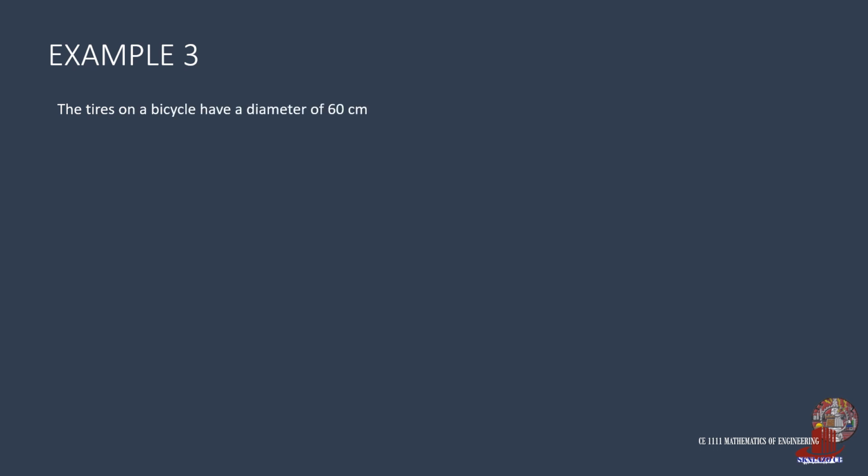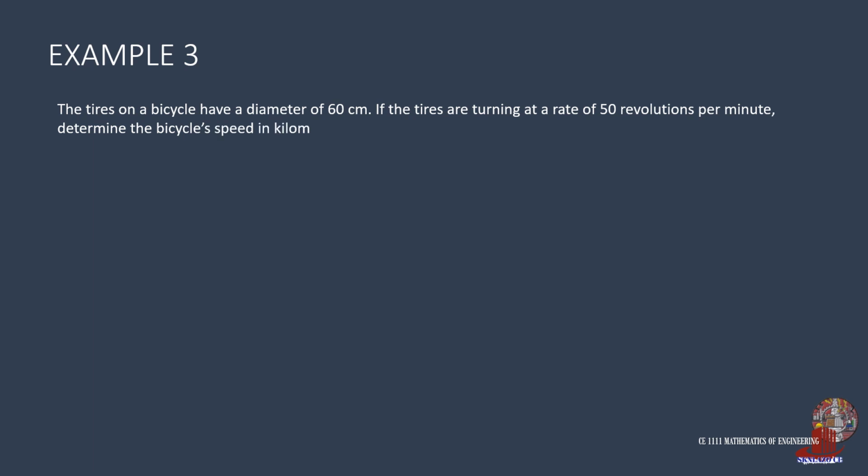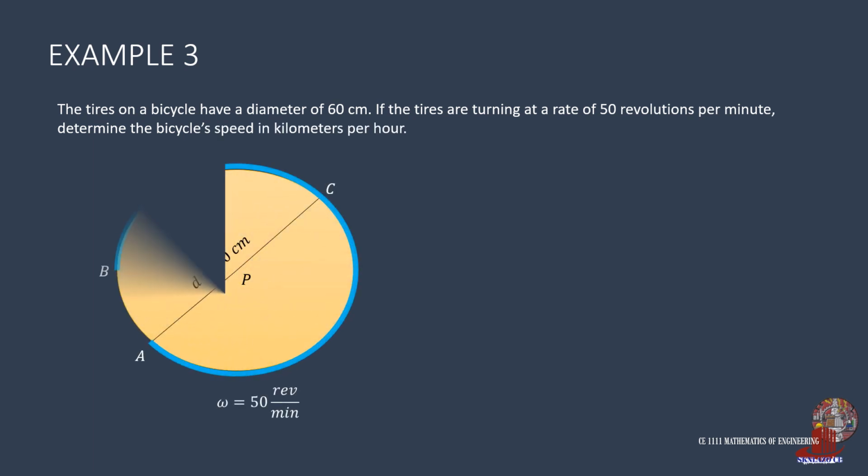The third example includes bicycle tires which have a diameter of 60 cm. The tires turn at a rate of 50 revolutions per minute, and we are to determine the velocity in kilometers per hour. From the unit of kilometers per hour, we are looking for linear velocity, so we are to use v as equal to r omega.